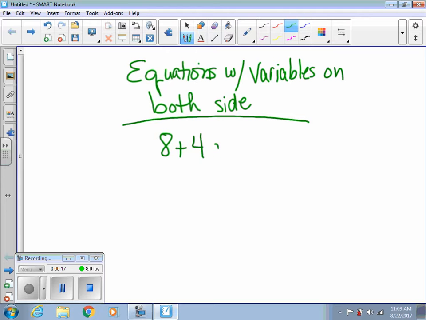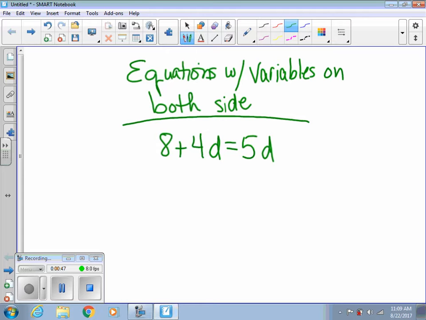So if we have 8 plus 4d equals 5d, I've got to get them on the same side of the equation. What I like to do is try and do it so that, for example, this 5d is by itself already. So if I take the 4d over, then everything's all by itself, all the d's are on one side, and that ends up being a good way to solve the equation.